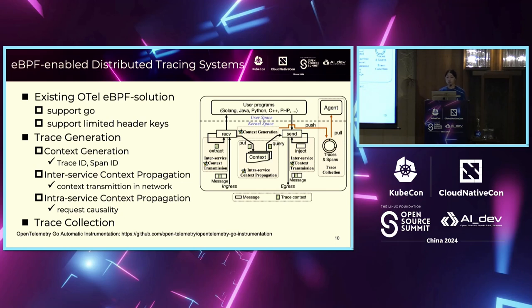This figure illustrates the workflow of our eBPF-based distributed tracing framework, with the black line showing the message transmission and the red lines indicating the data flow of our collected spans. The system operates through two main modules, trace generation and trace collection. The trace generation module includes three submodules: generating trace contexts, inter-service context propagation to transmit trace contexts across the network, and intra-service context propagation to maintain the request causality. The data collection module gathers our collected traces and spans for further visualization. Next, we mainly expand on the three submodules in the trace generation.